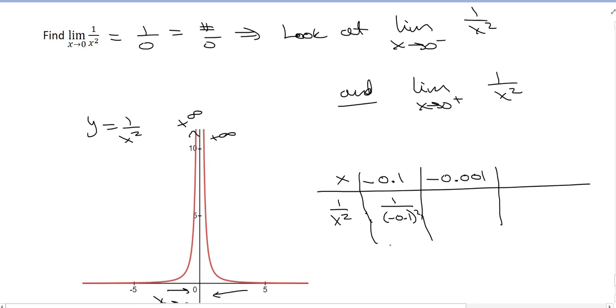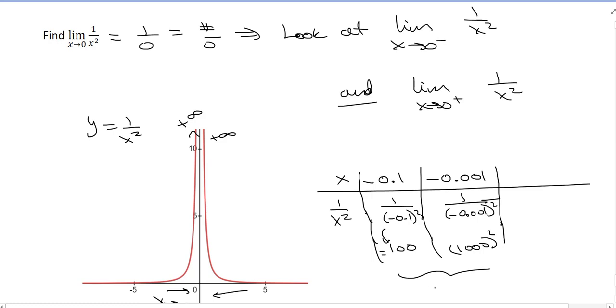Now the negative is going to get squared, becomes positive. So this is going to be equal to 100, because it's really 10 squared, so 100. And then the same thing here, you're going to have 1 over negative 0.001 squared. So 0.001 is 1 over 1,000. The negative becomes positive because you're squaring it, and so this value is going to be 1,000 squared. Notice that that is already a pretty huge number. So as you're getting close to 0 from the left, this is going to go towards positive infinity.